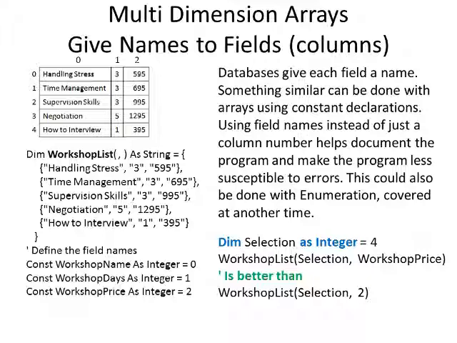And that's better than saying workshop list selection, comma, 2, because even though I get the same thing, 2 is a magic number. If somebody's looking at the program later, they're going to wonder what a 2 is. Not only that, if we ever add another field, we'd have to go through the program and make sure that all the 2's got changed to something else, and we didn't accidentally change some of the 2's that aren't supposed to be changed.